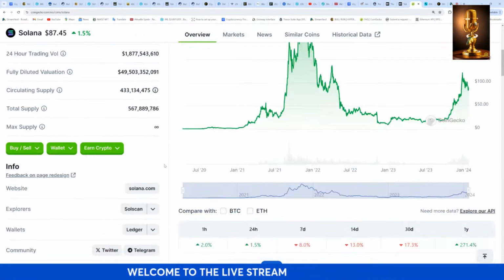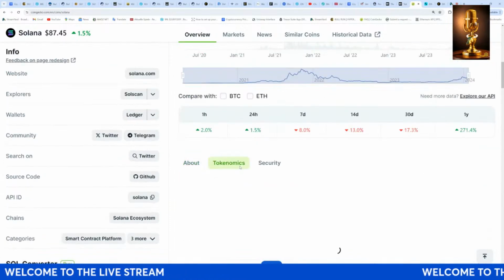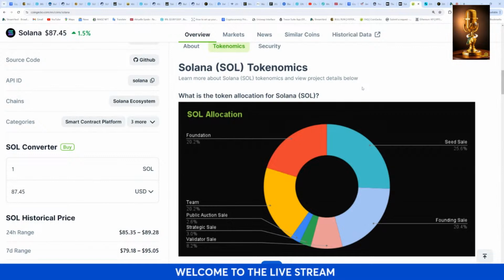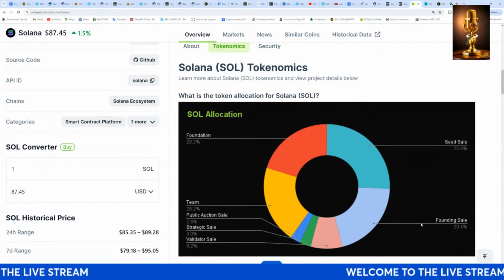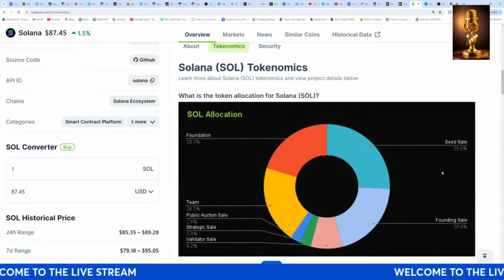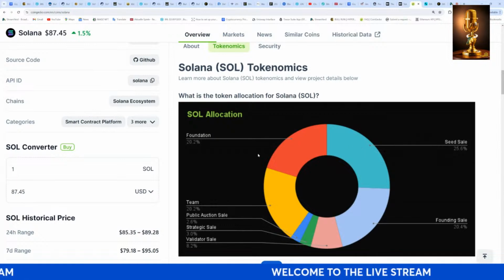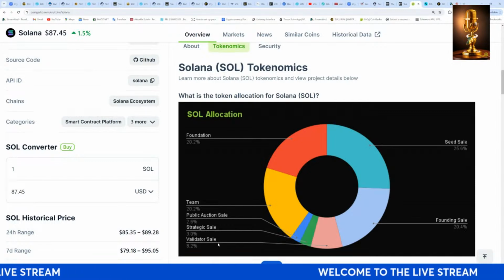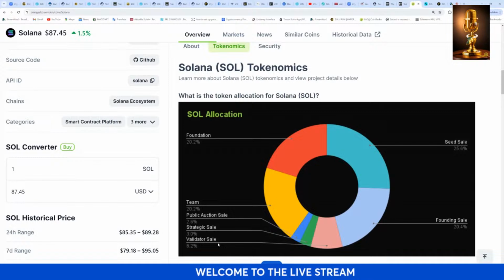However, if we look at its tokenomics, unlike Ethereum, which had 83% allocated to the public, Solana is the opposite. Look at its allocation. Founding sale, 20%. Seed sale, 25%. Foundation, 20%. Team, 20%. These four alone run to roughly 86%. Validator sale, they're running their own validators, among others also. So that's another 94%. And then the 3% strategic sale, that's 97%.